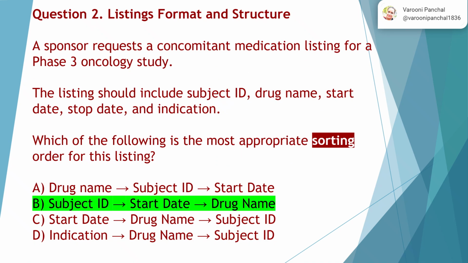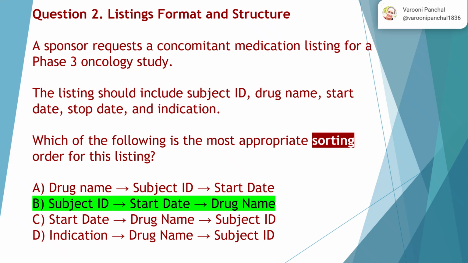Question 2. Listings, format and structure. A sponsor requests a concomitant medication listing for a phase 3 oncology trial. The listing should include subject ID, drug name, start date, stop date and indication. Which of the following is the most appropriate sorting order for this listing?